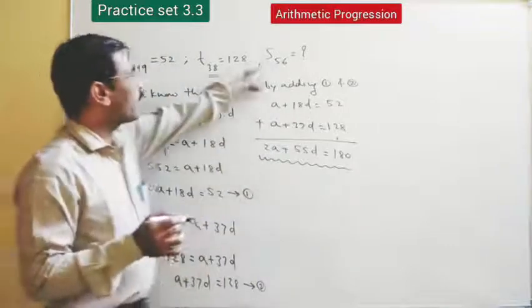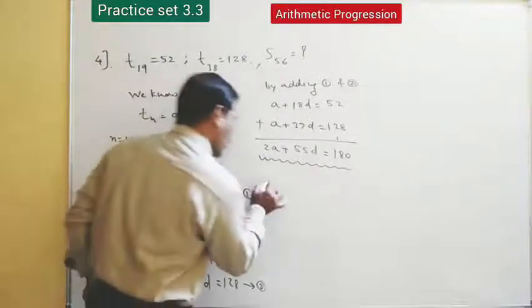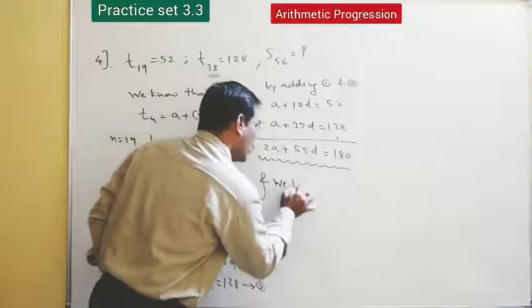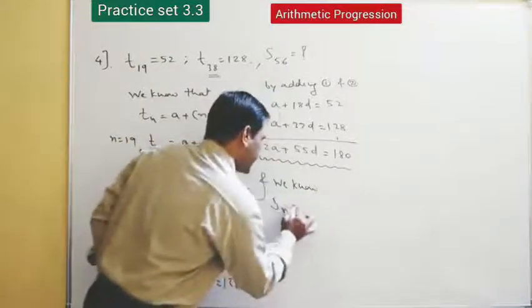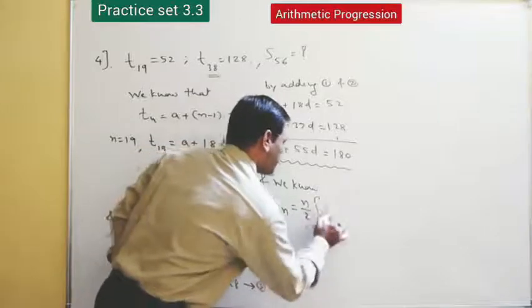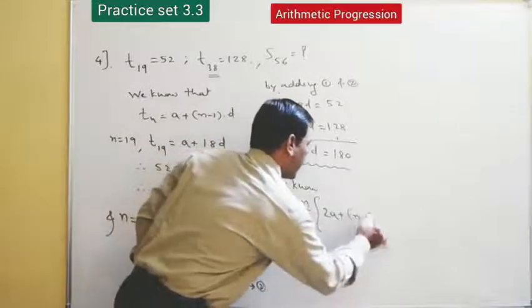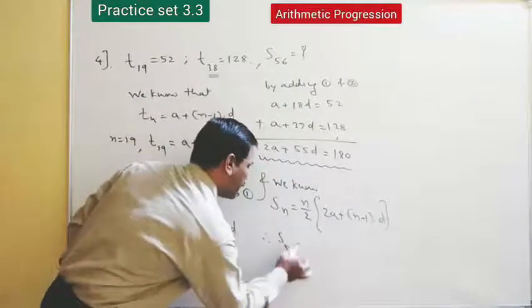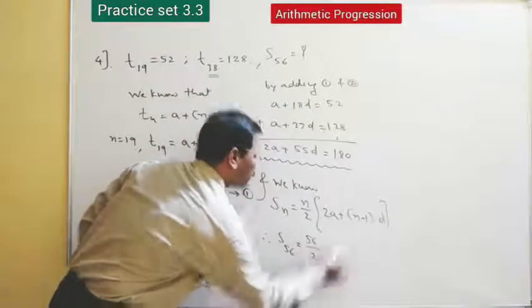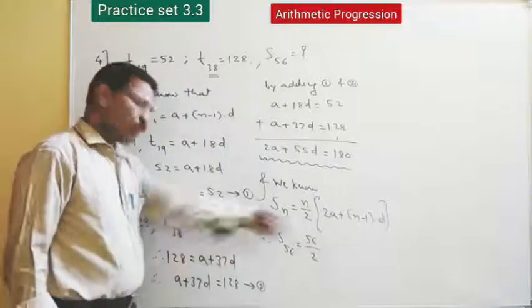Now what we need is S56. We know about that Sn. What is that Sn? n by 2 into (2A plus (n minus 1) into D). Now what we need is 56, so I'll put the value of n, that is 56, here.